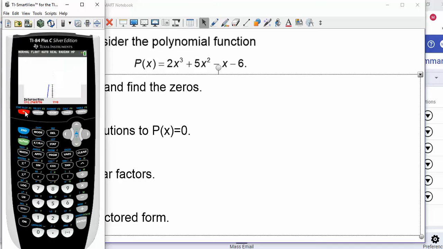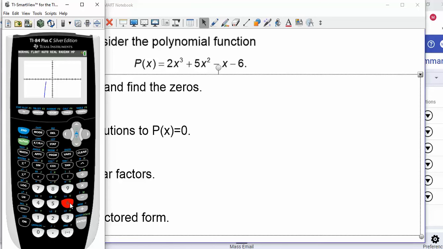So you're going to go to your y equals, clear out anything that's in there. And we want 2x to the third plus 5x squared minus x minus 6. And let's just hit zoom number 6 so we're all looking at the same thing on our graph.